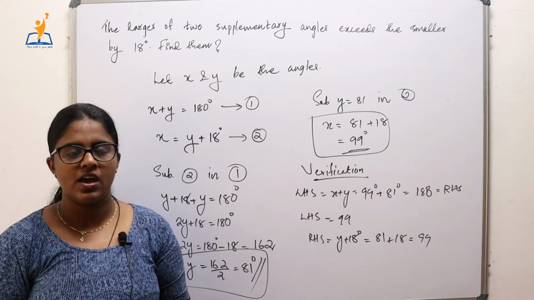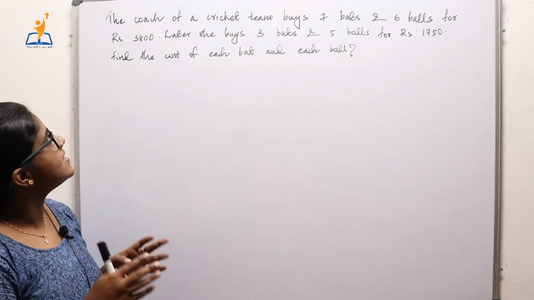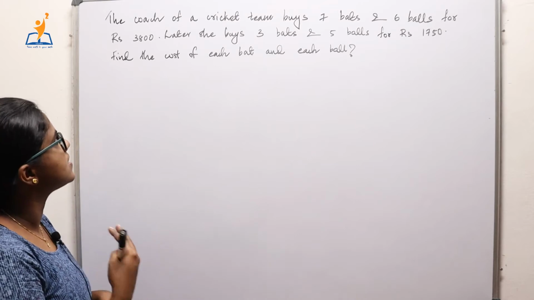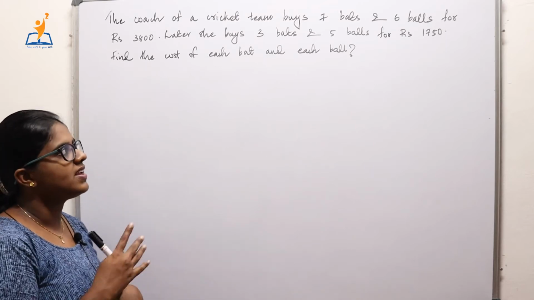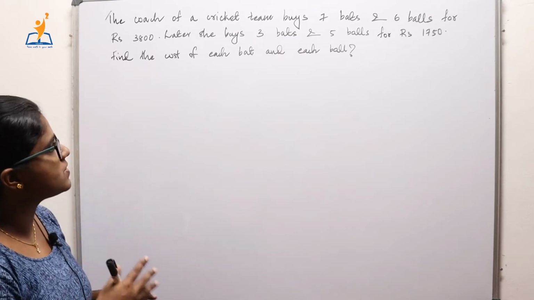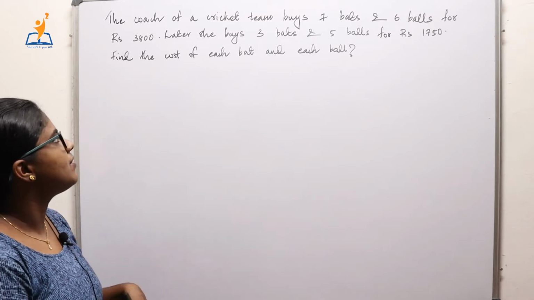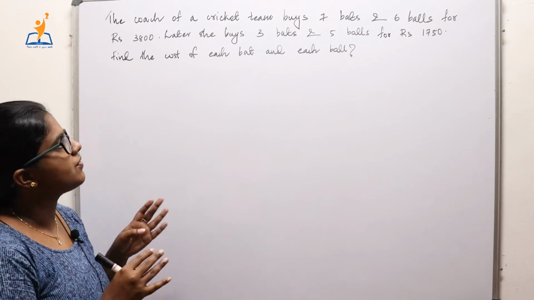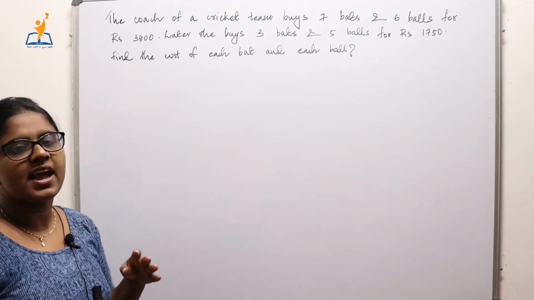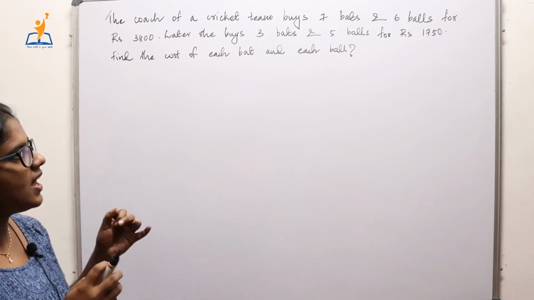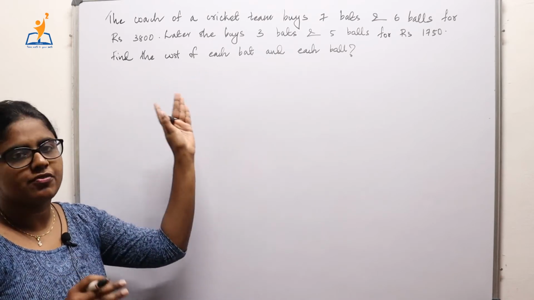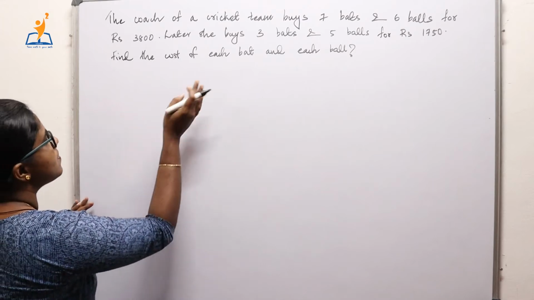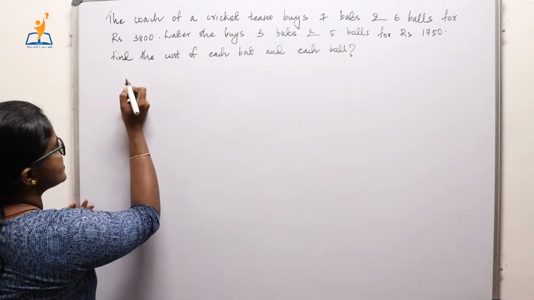Now let's move to another question. The question is, the coach of a cricket team buys 7 bats and 6 balls for rupees 3,800. Later she buys 3 bats and 5 balls for rupees 1,750. Find the cost of each bat and each ball. We are asked to find out the cost of a bat and that of a ball. Here the unknown quantities are cost of a bat and cost of a ball. So we can take some variables to represent the cost of bat and balls.